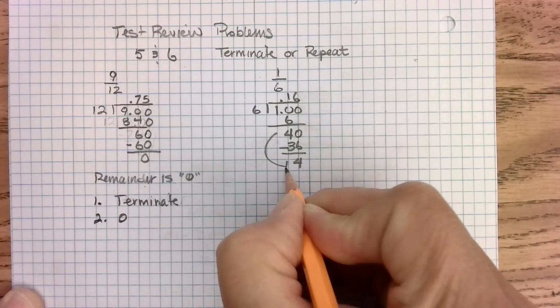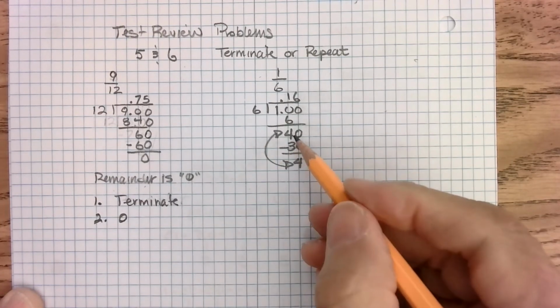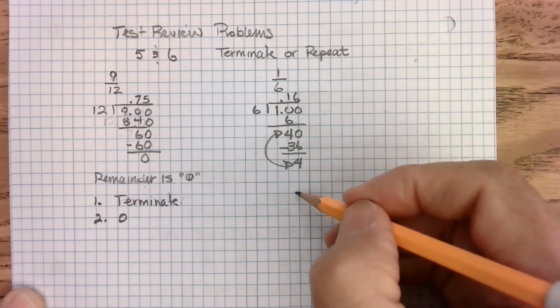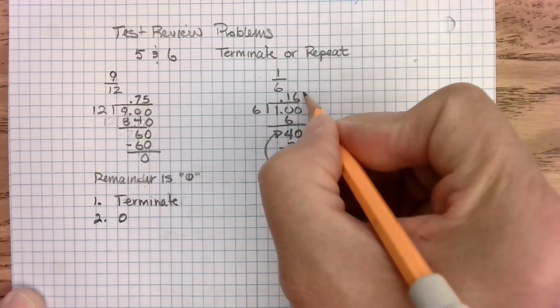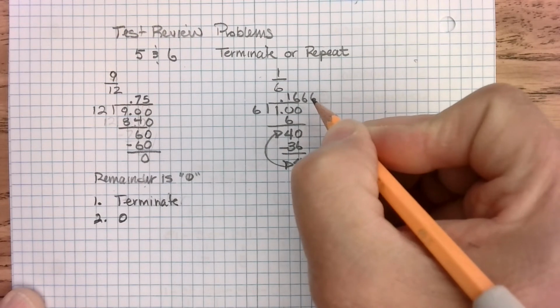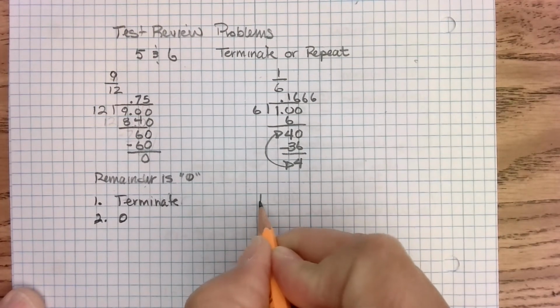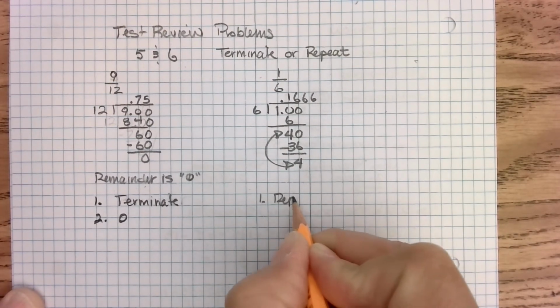Do you see where those two 4s start to repeat? Then this pattern of getting a 4 and another 6, getting a 4 and another 6, that's what causes the decimal to repeat. So on this one, what type of decimal do we have? It's repeating.